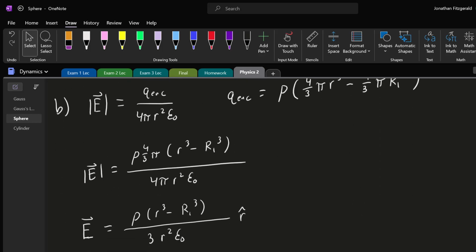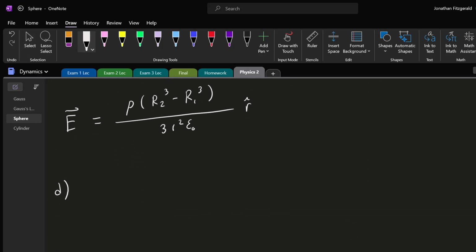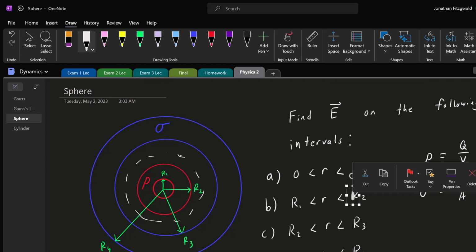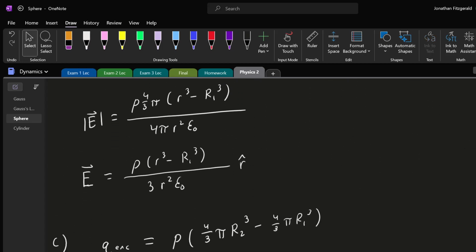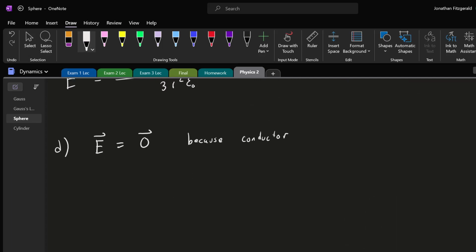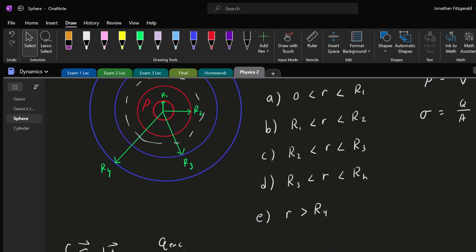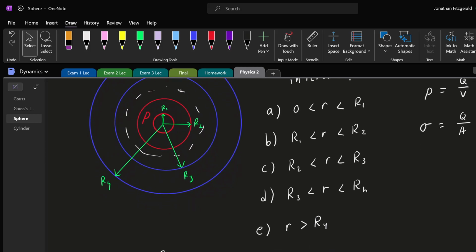But remember, conductors are weird and they hate electric field. So if your interval is inside a conductor, it will always be 0. You can probably look up why, but for all this, you just need to know if it's inside a conductor, it's 0. Now, E is when, I should write it down, R is greater than R4.